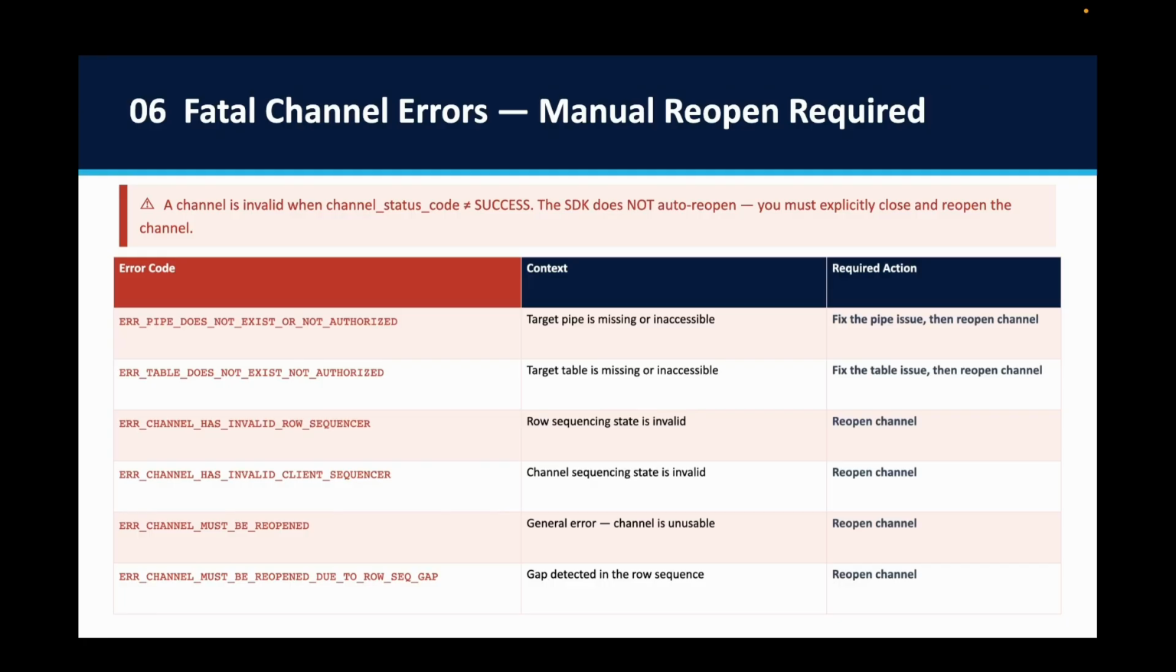The action you would take is typically to fix the pipe or open a channel and fix the table issue, then reopen the channel. Or more importantly, for many of the cases, if channel is in invalid state or if there is a gap detected, reopen of a channel is required.